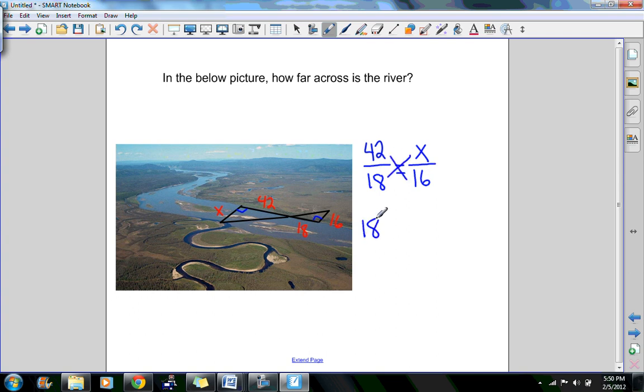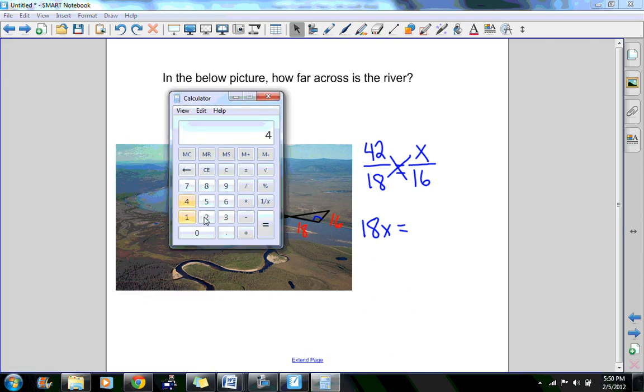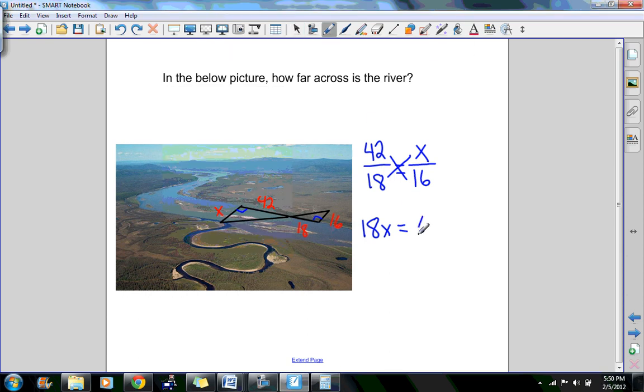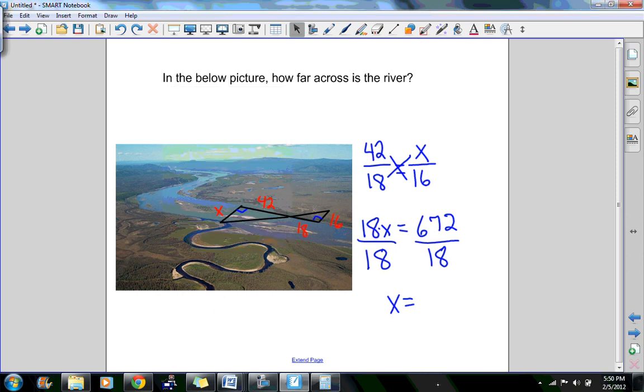Okay, so I can simply go the 18 times the value of x, and then the 42 times the 16, which is 672. All right, so from here, because these are multiplied together, I have to divide by 18. And so I get my value of x is equal to about 37.